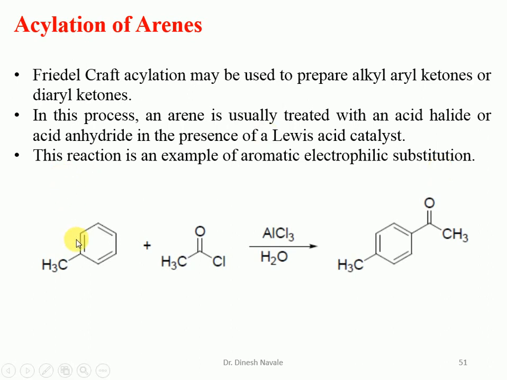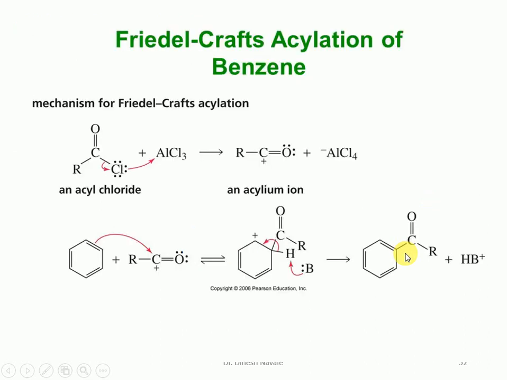So toluene on reaction with acetyl chloride using AlCl3 will give 4-methyl acetophenone as the product. So if we utilize acetyl chloride, we get this product. Instead of acetyl chloride, we can utilize acid anhydride, as mentioned in the second point. Acid anhydride like acetic anhydride will also give the same product. So this is some of the mechanism.